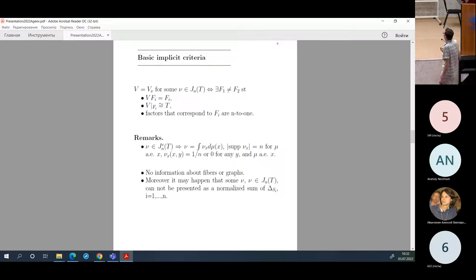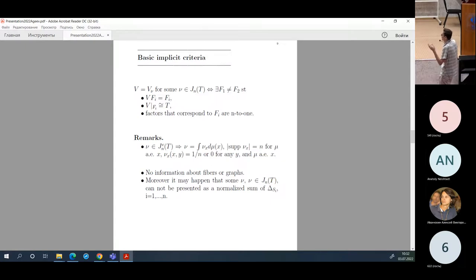And an implicit criterion for a dynamical system, for nu, is through so-called factors. Two factors, F1, F2. Maybe it can be considered like in some space we have two invariant subalgebras for this map. So take a map, and this map is just V for some, so it can be realized in the frame of this construction.